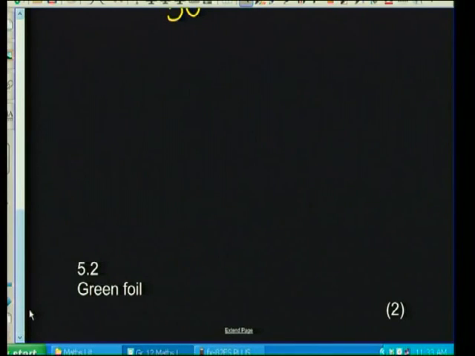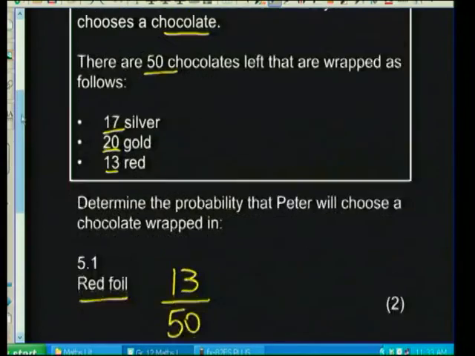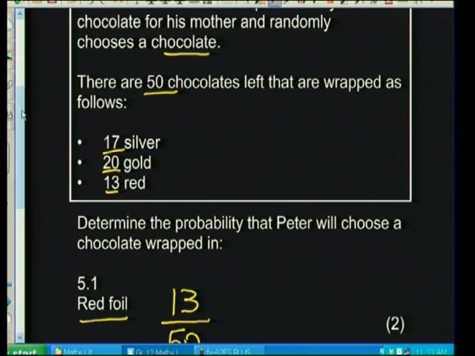Next question, and I think this is our last question for today, is a green foil. What's the probability that Peter will choose a green foil? So go back to my text. Did I have any green? I had no green. And this question, they love asking you this kind of question, where there's actually no chance. Absolutely zero.